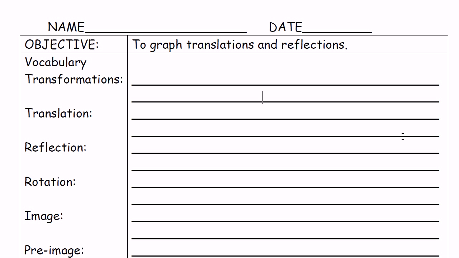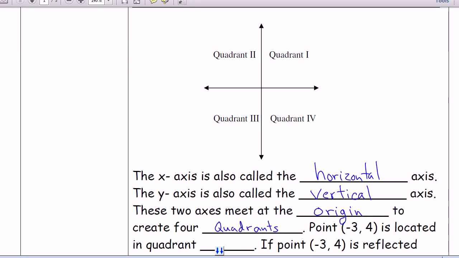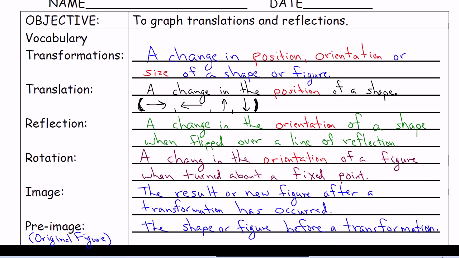Okay, in this video we're going to talk about how to graph translations and reflections. So first we need to fill out these vocabulary words. In order for me to do that, I'm going to go ahead and show you the filled out page with the vocabulary definitions. Go ahead and push pause, write it down, and play again.